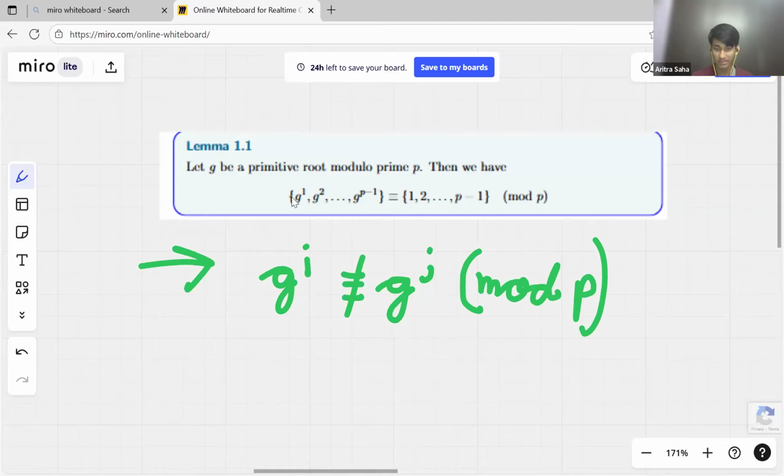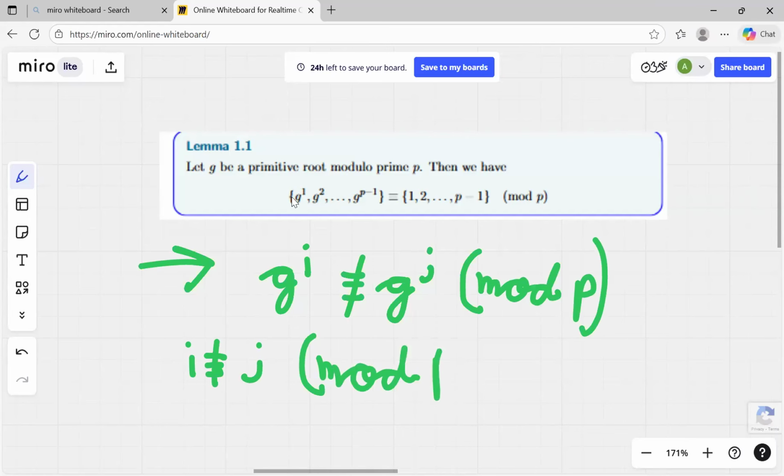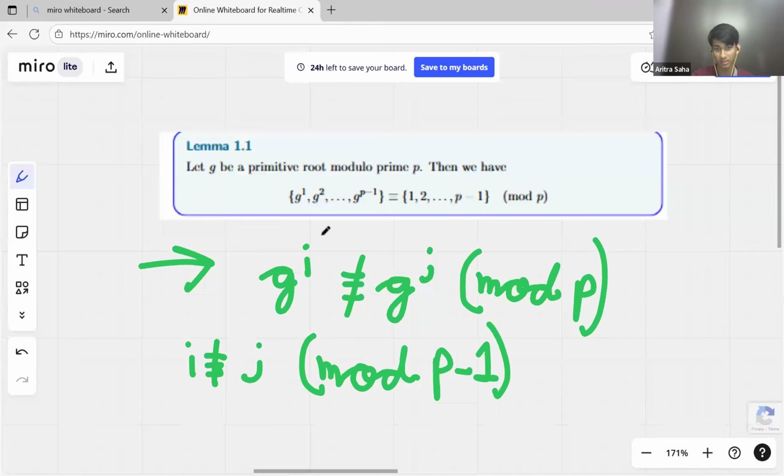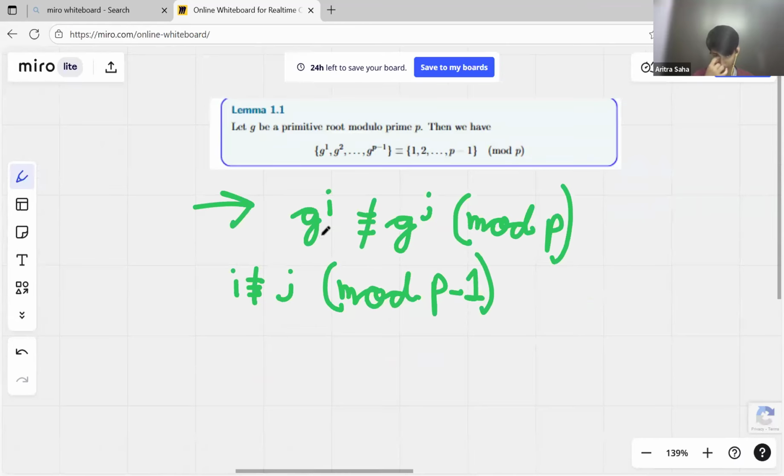So try to prove this: that if i is not equal to j mod p minus 1, then we will have g to the power i not equal to g to the power j mod p. You have this, and you want to prove this.